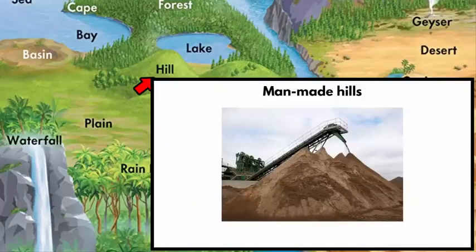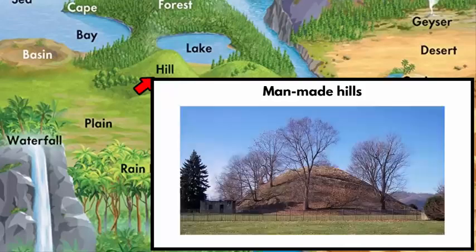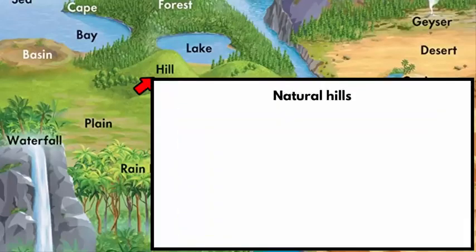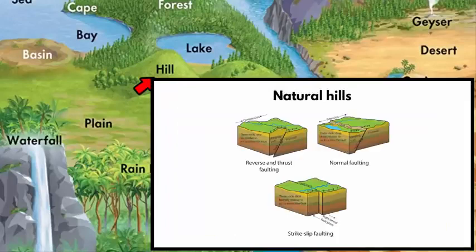Suppose if you dump piles of sand, mud or earth material at one place, eventually it will turn into a huge stack, which is also a hill. It is actually called a mound. But when we talk about natural hills, they are formed by different types of geologic activity.